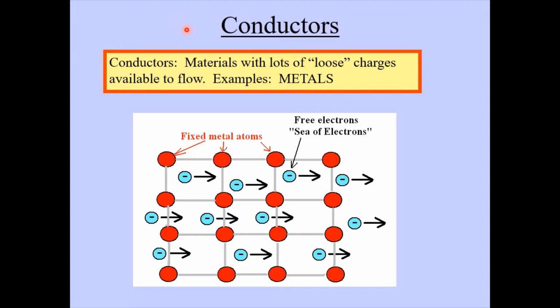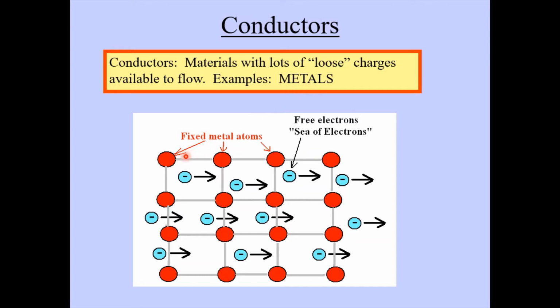It's useful in some of the topics that we're going to be talking about in this chapter and the next to think about what electricity is like down at the microscopic or atomic level. And for this, we're going to talk about two types of materials that are important for electricity, that is conductors and insulators. So a conductor is a material with lots of loose charges available to flow. And examples of good conductors of electricity are metals.